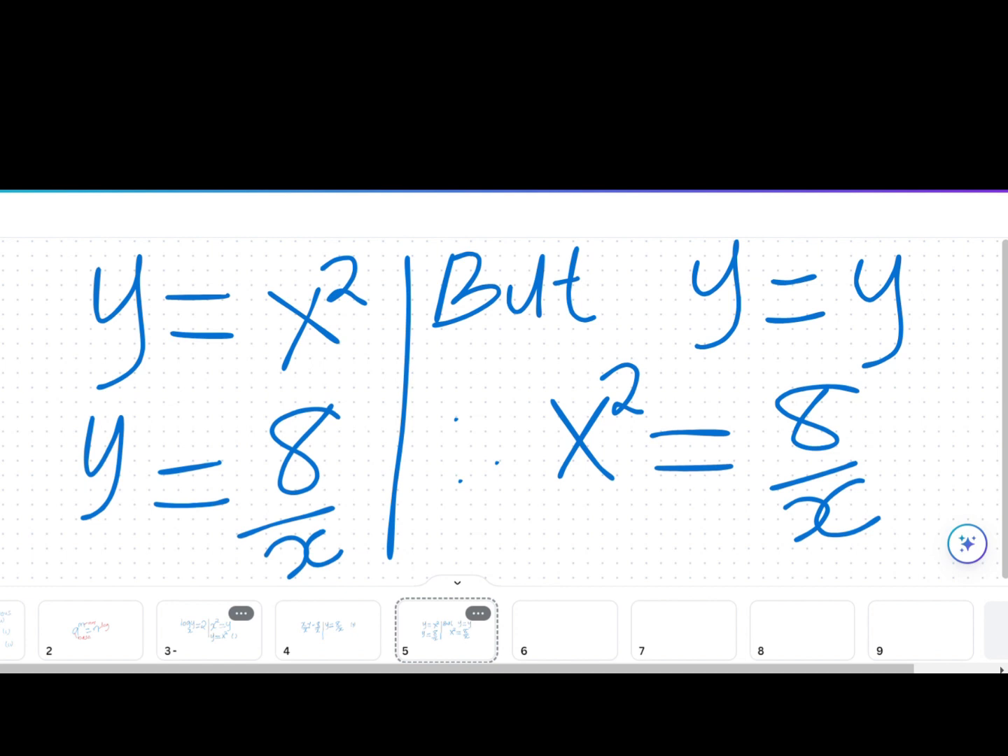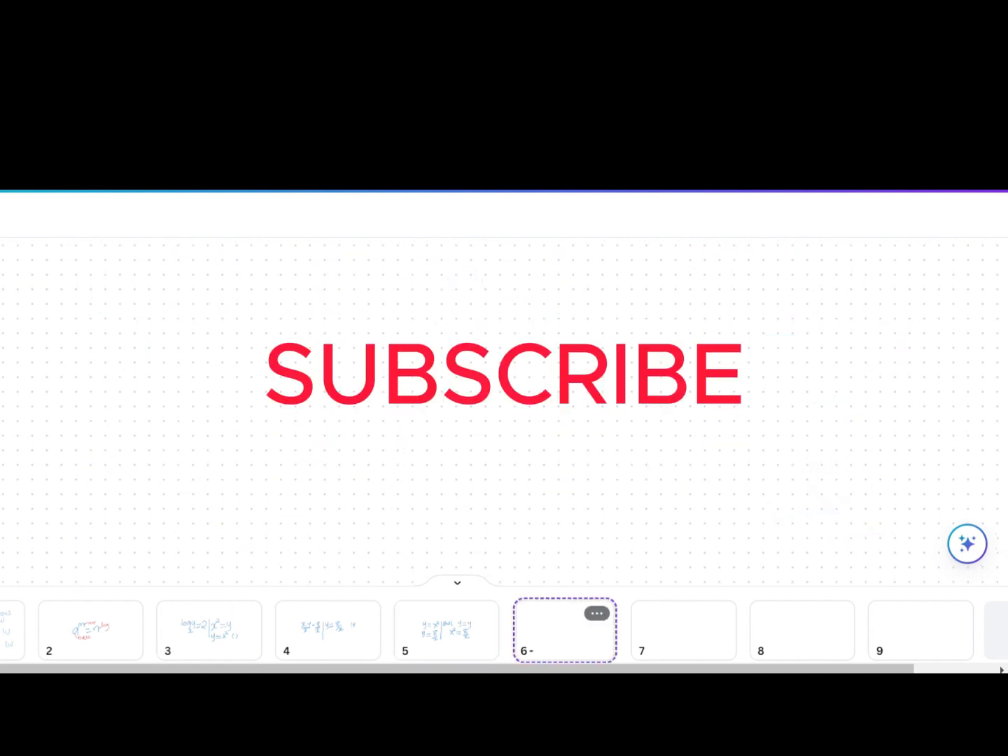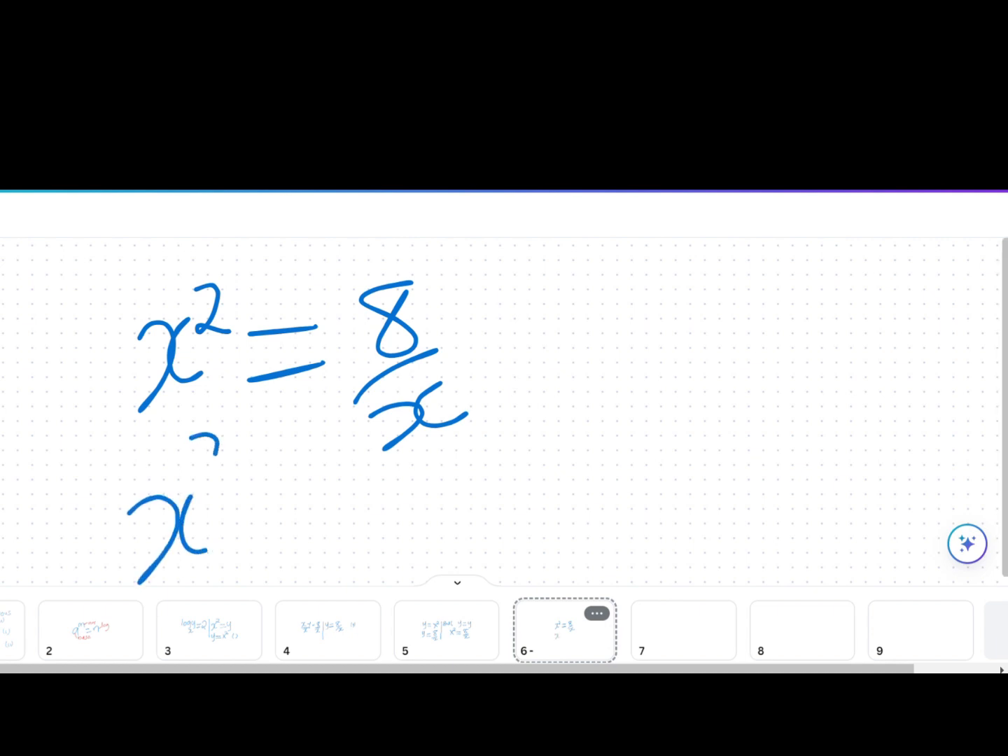Then we multiply through by x. x squared is equal to 8 over x. Let us multiply through by x. When we multiply through by x, we are going to have x cubed. Remember, x squared times x is x cubed. And when you multiply the right side by x, the x is going to cancel out, so we are going to have 8. So that we have x cubed is equal to 8.